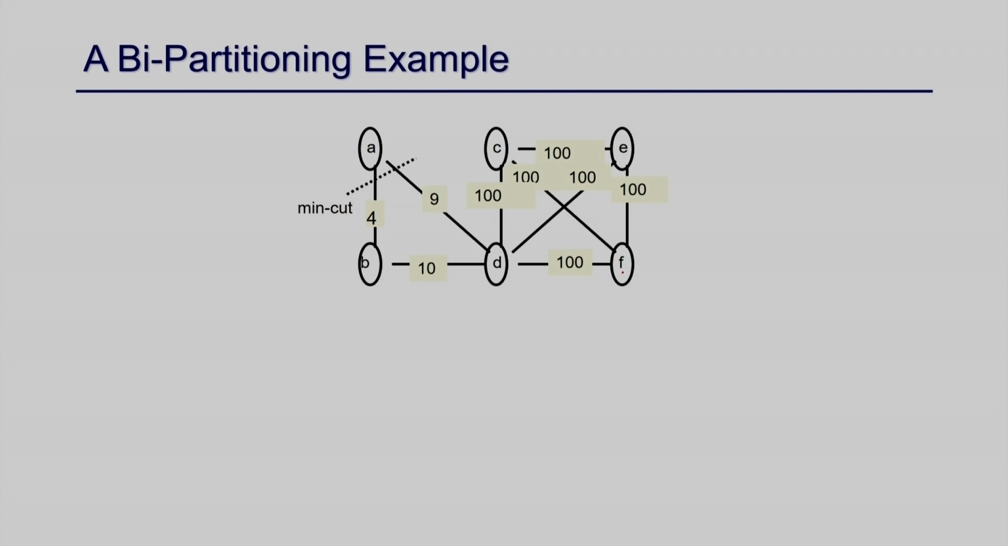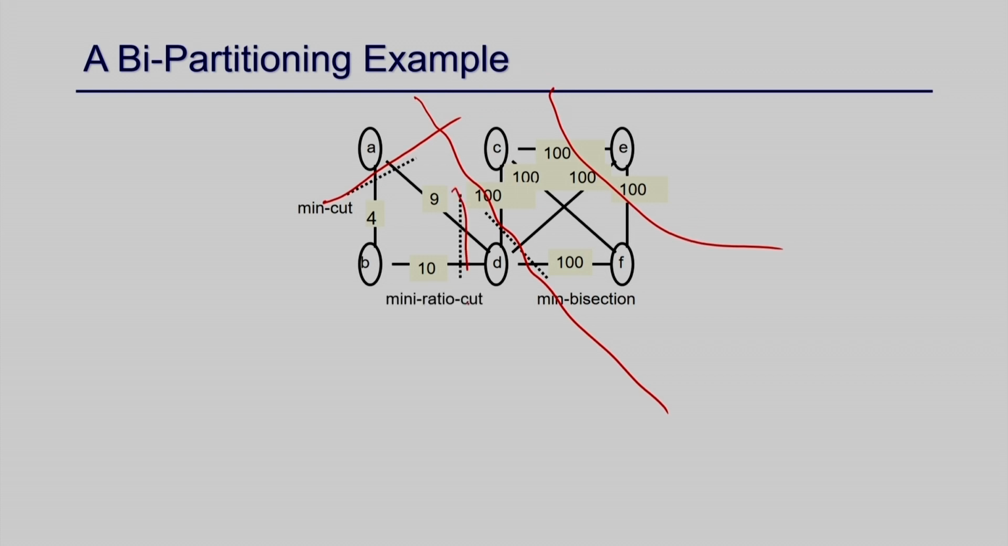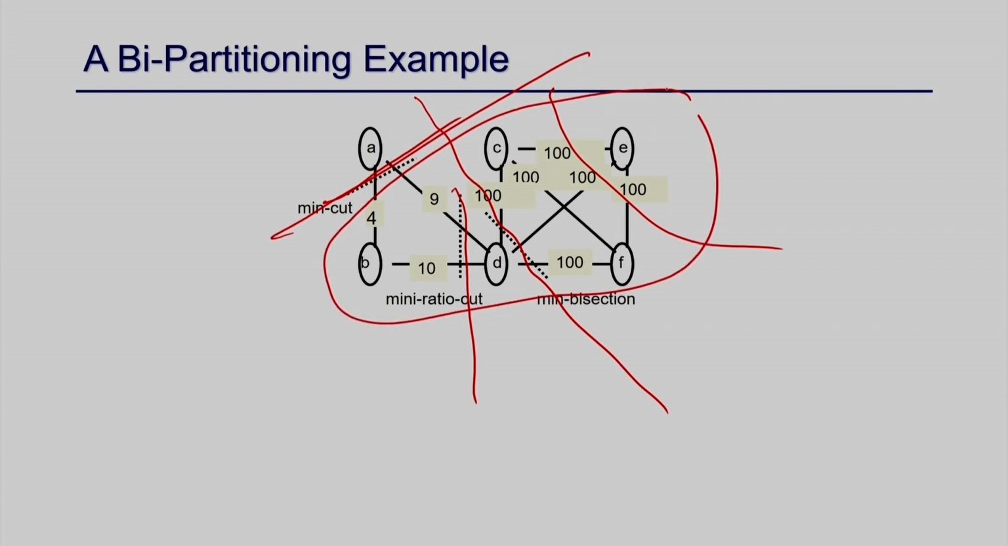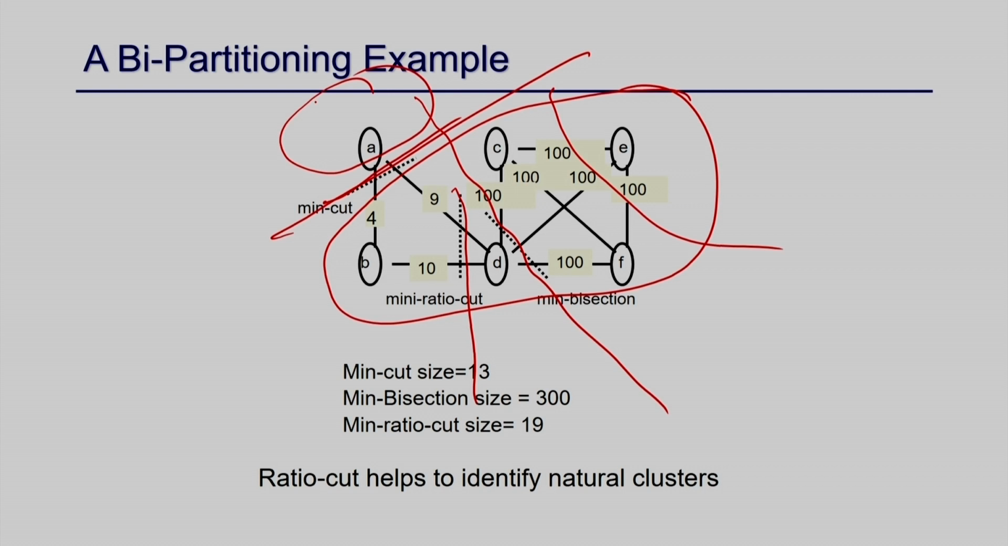So, the min cut is this. If you think about a cut here, how many edges are crossing? 100 plus 100 plus 100 is 300. If I make a cut here, the number crossing is 4 plus 9, 13. So, this is a minimum cut. And this is a minimum bisection because now if I make a cut here, the number of nodes on this side is 3 and on this side is 3. And then the minimum cut ratio: if you make a min cut, this part of the circuit has 5 nodes and this part has only 1 node, whereas if you make a cut here, I have 4 nodes on this side and 4 on this side.